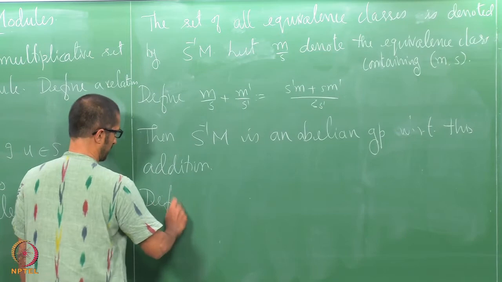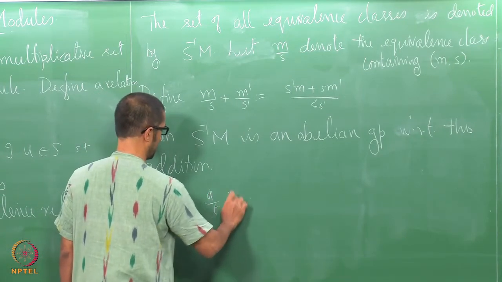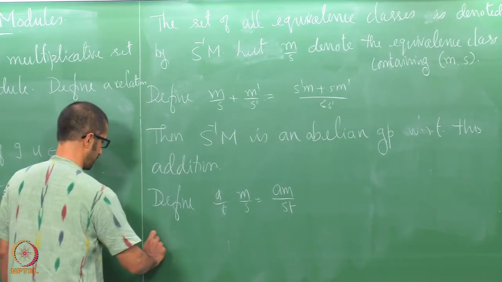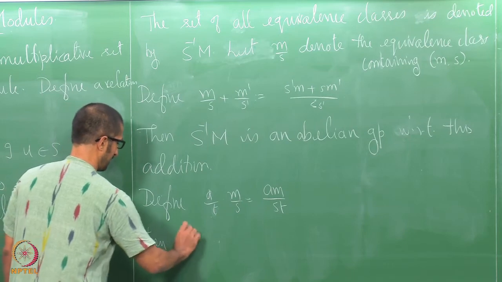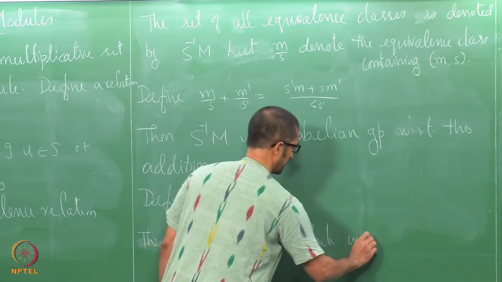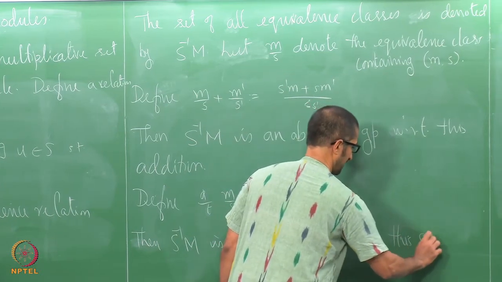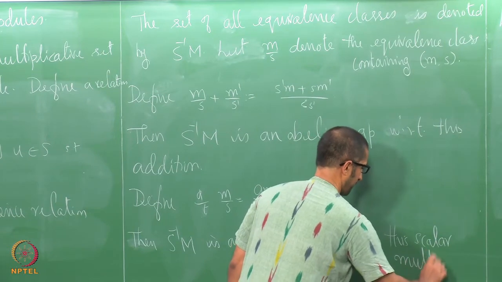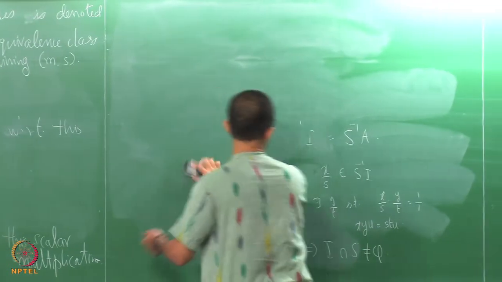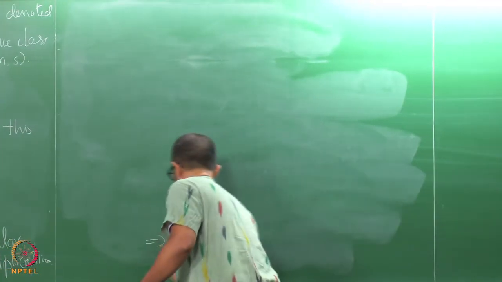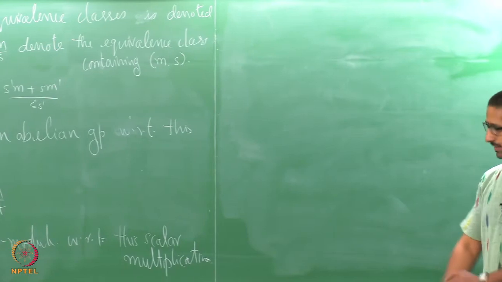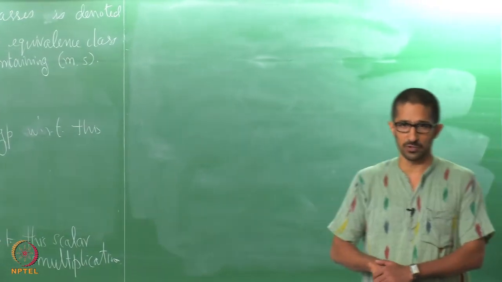And define scalar multiplication: a by t times m by s equal to am by st. So, then S inverse M is an S inverse A module with respect to this scalar multiplication. We are just going through the same work that we did for S inverse A while proving S inverse A is a ring. So, I am not going to repeat all of them, these are exactly the same. Here we have slightly less work because you only need to prove that it is a module. Okay.